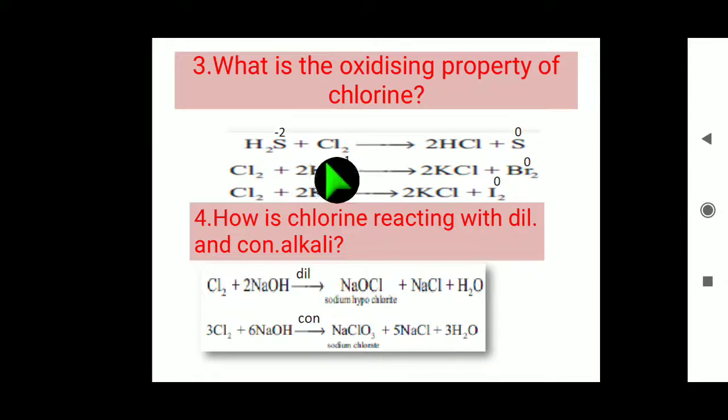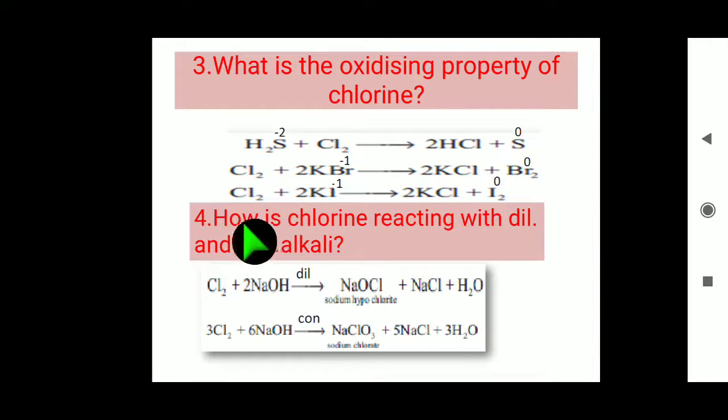Loss of electron means oxidation number increases. Okay. And when chlorine is treated with potassium bromide, bromine charge -1, right side bromine comes as molecule 0. So loss of electron. In the same manner, potassium iodide treated with chlorine, iodine charge -1 here, but right side 0, loss of electron. So these three equations belong to the oxidizing property of chlorine.